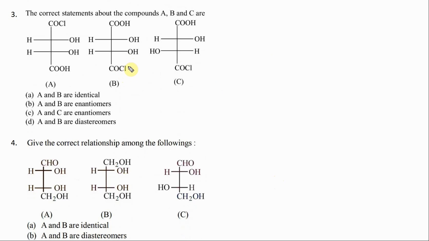Now it's a little tricky. COCl is down here, and COCl is up here. So first, let's look at these two. COCl is here. So B and C, what can it be?